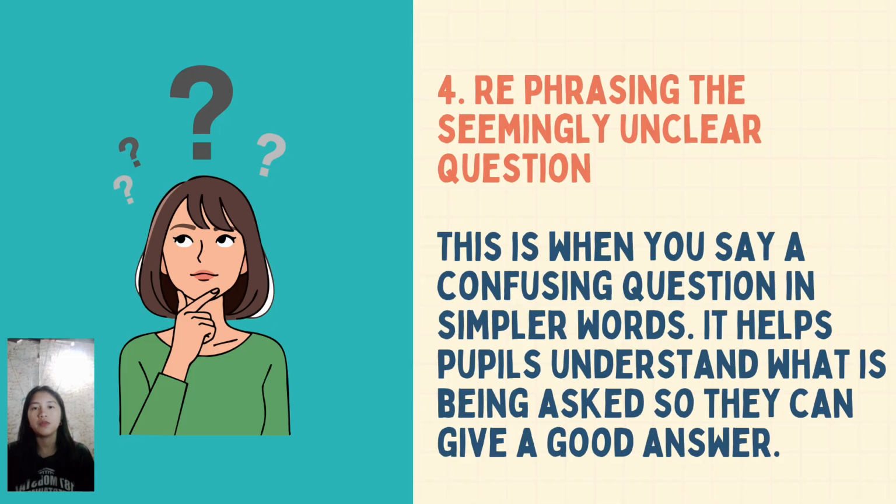Next, the fourth, we have rephrasing the seemingly unclear questions. This is when you say a confusing question in simpler words. It helps people understand what is being asked so they can give a good answer. So this is when a teacher takes a question that's hard to understand and says it in an easier way, so that the teacher helps kids know exactly what they are being asked so they can give a good answer.